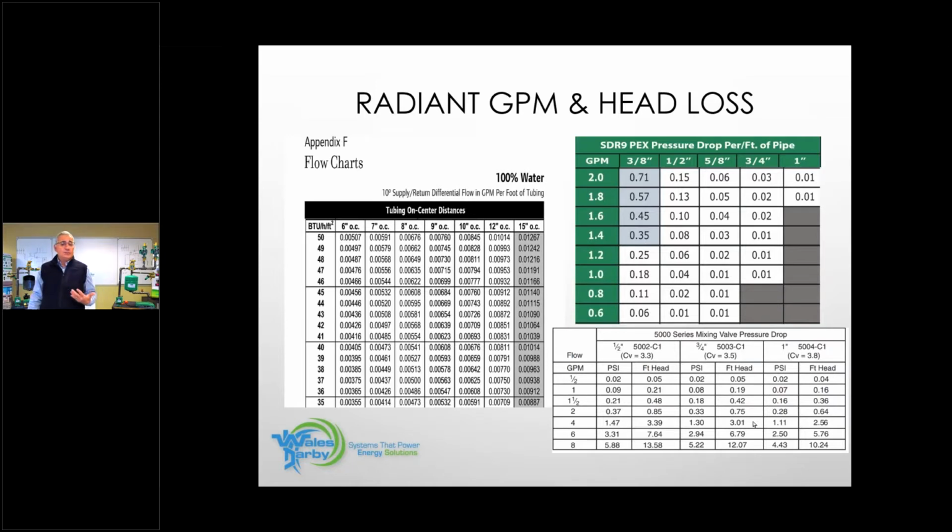Now, there's radiant software that figures all this out for you. And what do you put in there? Room square footage. What's the surface? What's the room temperature you want? We're putting in the outside walls.